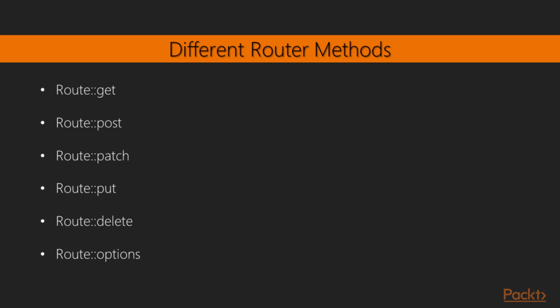These are the different router methods right now available in Laravel application. One is Route::get, we already saw that. Second one is Route::post. Third one is Route::patch. Fourth one is Route::put. Fifth one is Route::delete, and the last one is Route::options. We already saw use of get methods. We just created a few routes with the get method and just returned some strings and views from it.